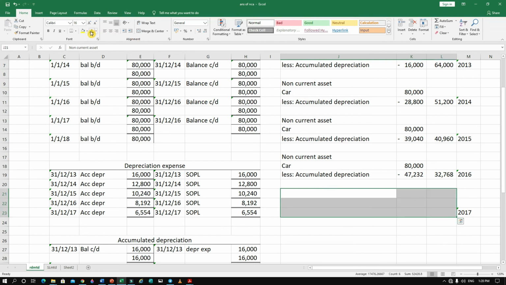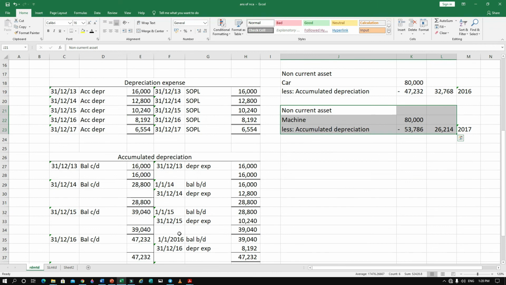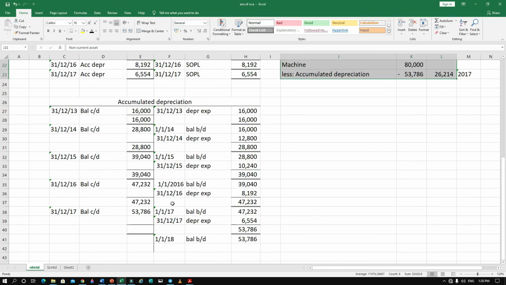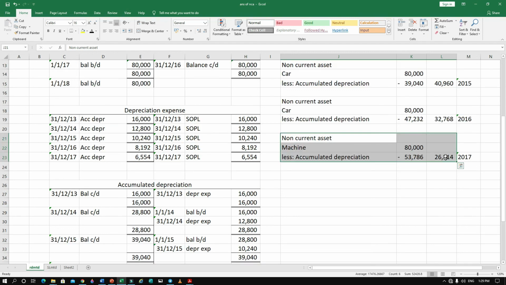Now lastly, the depreciation charge for that year is 6,554. This is an odd value. So this amount you will credit to the accumulated depreciation. It will lead to the balance carried down of 53,786. So the closing balance is now 53,786. So you minus this from the 80,000. So lastly, the carrying amount for the car is 26,214. So this is the amount that the company will get when disposing of the car, an estimated amount.